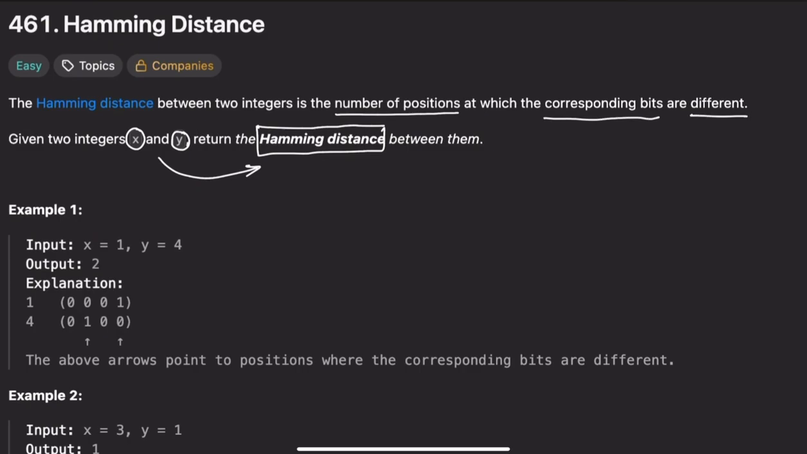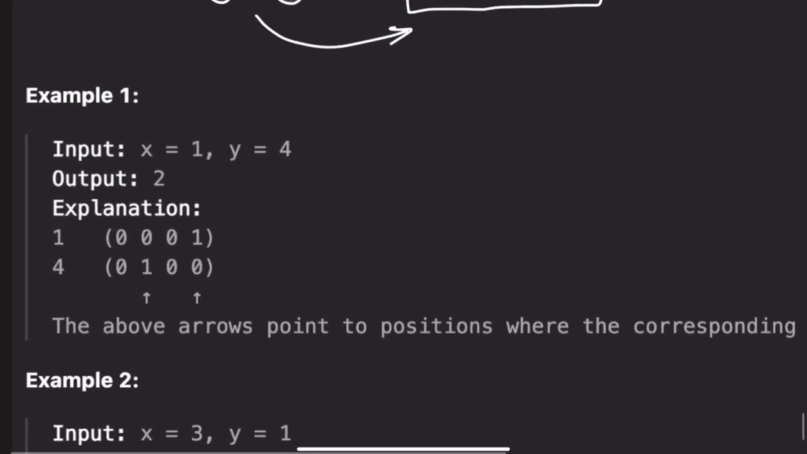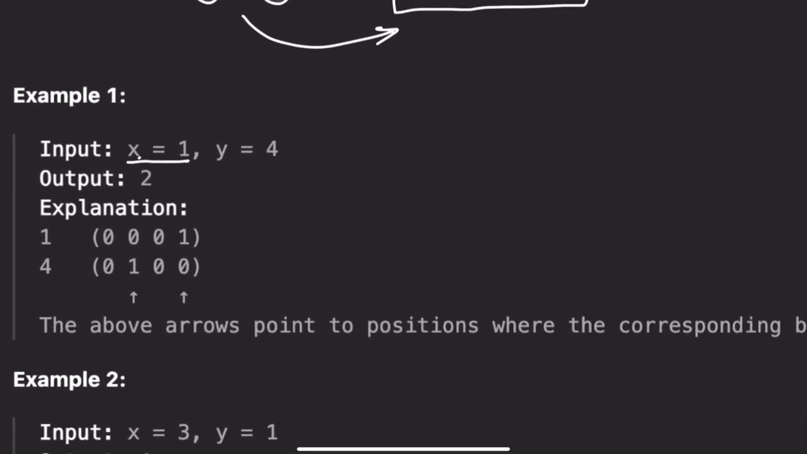So let's have a look at the example. We have two numbers here, input x equal to 1 and y equal to 4. The first thing that we have to do is convert those two numbers into binary. And then the next thing we have to do is compare each position. For example, at this position, you are going to see that they have one difference, and also at this position, another difference. So the output is going to be 2, as there are two positions that are different.